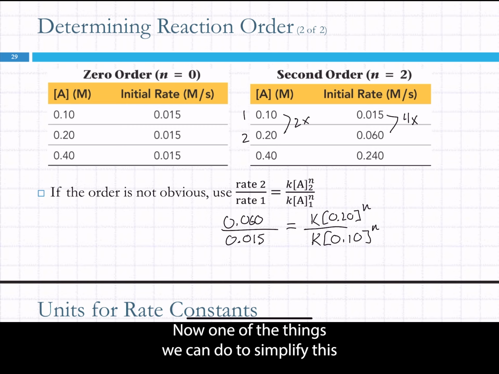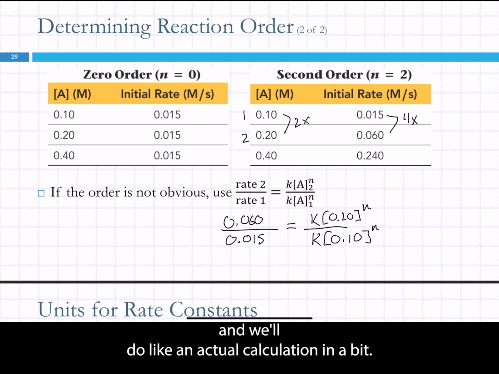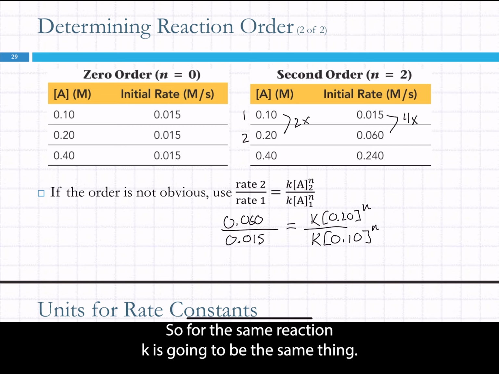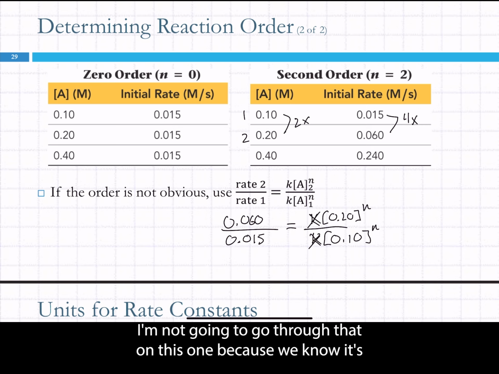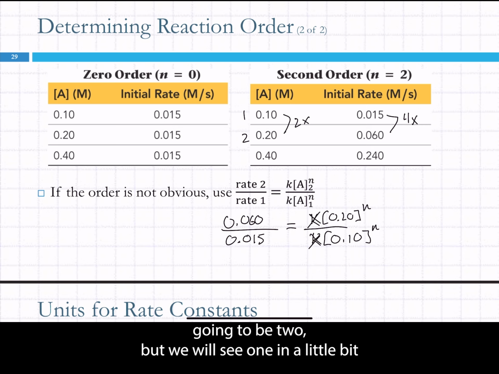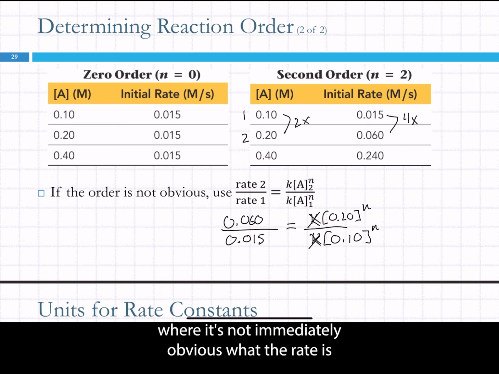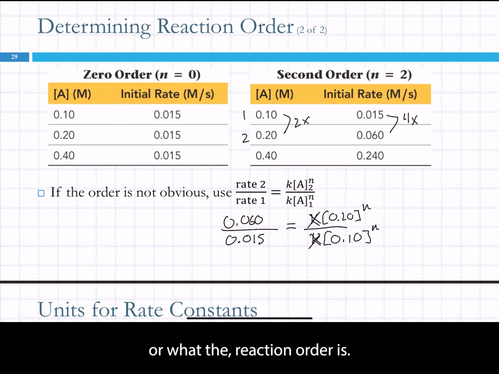One of the things we can do to simplify this, and we'll do an actual calculation in a bit, is that k is a constant. So for the same reaction, k is going to be the same thing. So I can immediately cross that out from both of these and solve for n. I'm not going to go through that on this one because we know it's going to be 2, but we will see one in a little bit where it's not immediately obvious what the reaction order is.